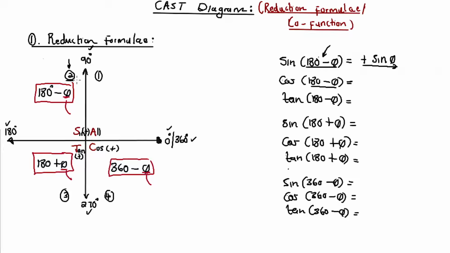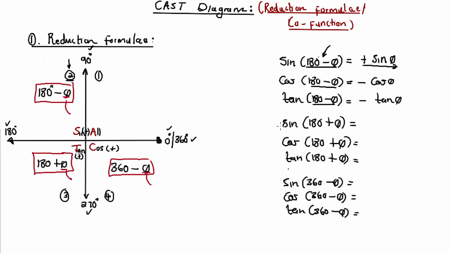So we have a cos 180 minus theta. Again, it's in the second quadrant, and in the second quadrant, cos is negative. There's only one ratio that is positive, which is sine. So again, 180 minus theta is located in the second quad, and in the second quad, tan is negative. So it's going to be a minus tan theta.